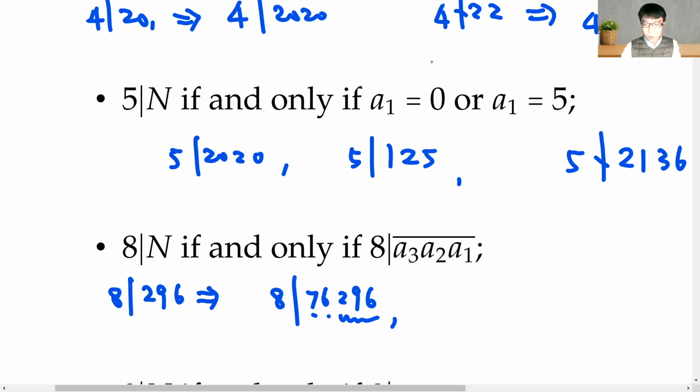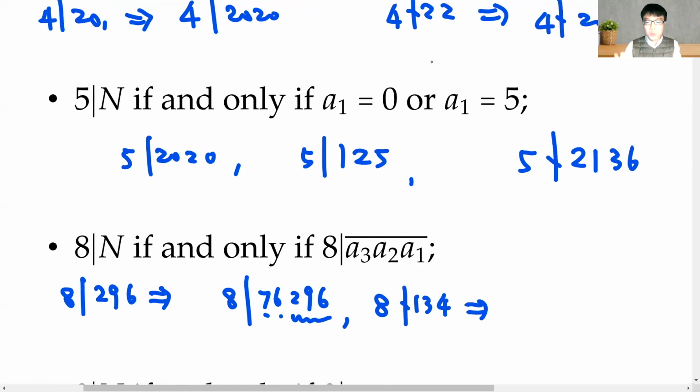If you look at 134, this is not divisible by 8. That implies any number that ends with 134 is not divisible by 8. For example, 946134. This is not divisible by 8.